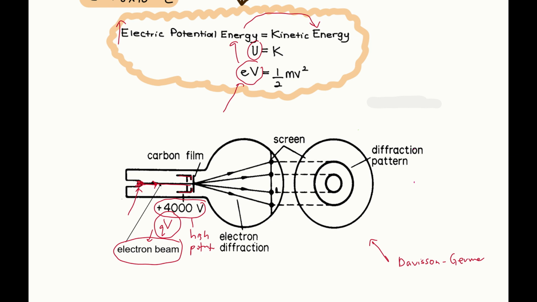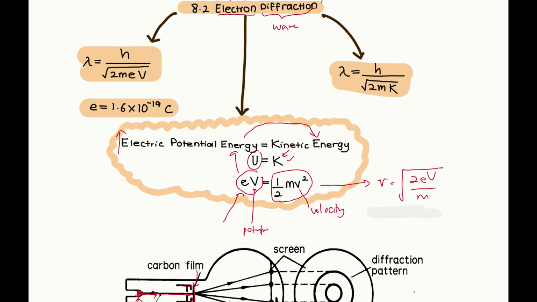So basically we need the high potential to accelerate the electron so that it will hit the carbon film with a very high velocity. So we have eV is equal to K, kinetic energy, then K is equal to half mv squared. V here is the potential and v here is the velocity. They are not the same v. So from here we can deduce the equation of velocity. v is equal to the square root of 2eV over m. e is the charge of the electron, and m is the mass of the electron.